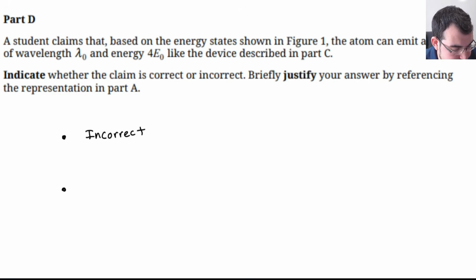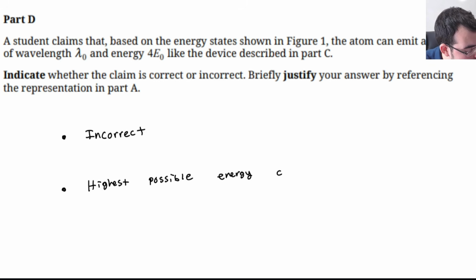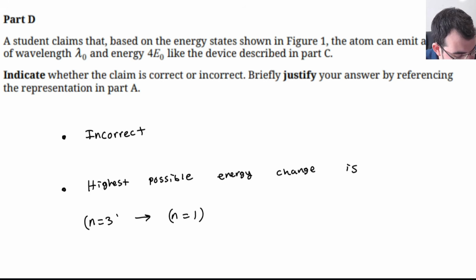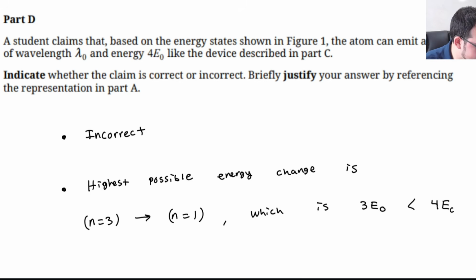because the highest possible energy change is n equals 3 going to n equals 1, which is 3E0, which is most notably less than 4E0.